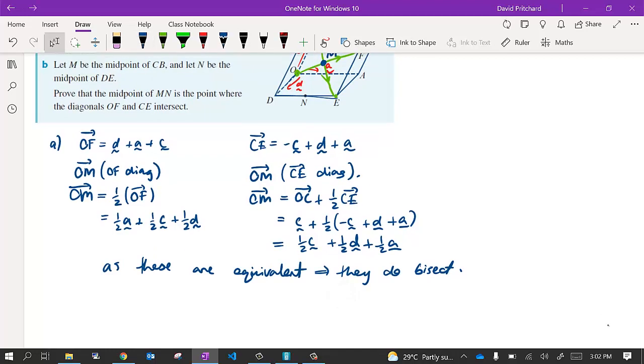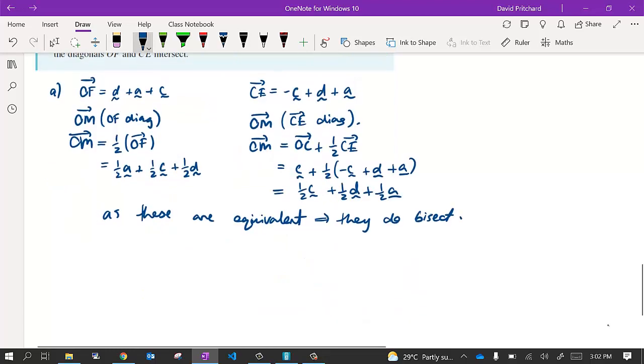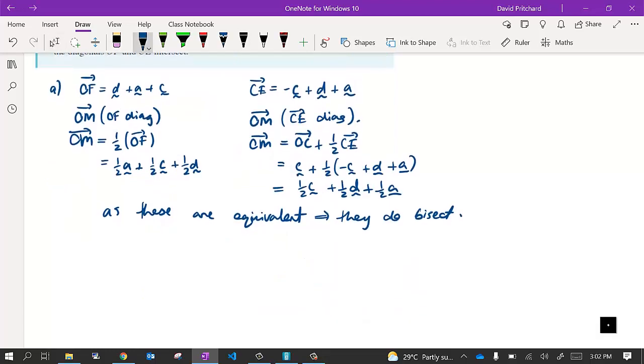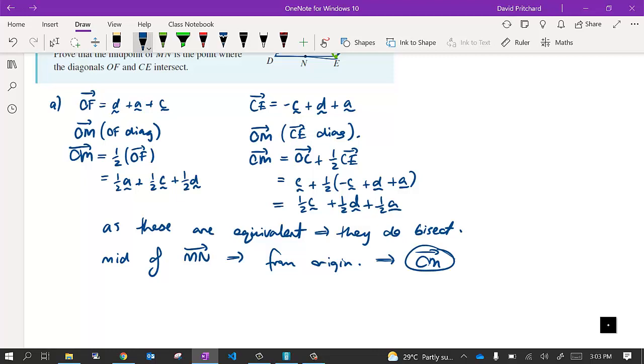Now, the second one's a little bit more complex. We're saying let M be the midpoint of CB, so we'll have to get rid of this extra M that I put in, and let N be the midpoint of DE, and we're trying to prove that the midpoint of MN is the point where the diagonals of OF and CE intersect. So we already know this OM, this midpoint, so we're looking to show that if we can find the midpoint of MN from the origin, it should be the same as that OM that we worked out in the previous. Now, obviously, the M's make this a little bit confusing, but I'm sure you can get past that.